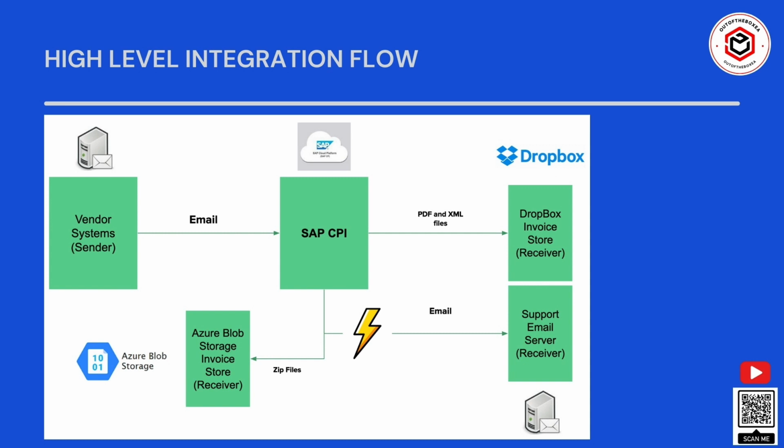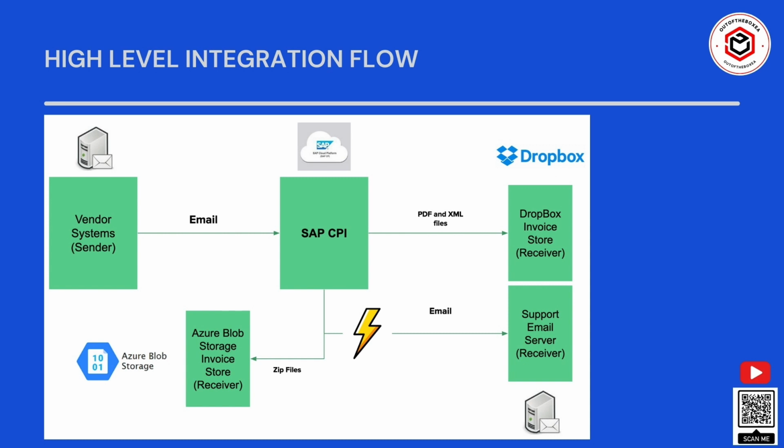Let's now talk about receiver systems. In this scenario, we have three receiver systems. One is DropBox, the other one is Azure Blob, and the third one is another email server. As stated in the requirement, if the email has PDF and XML as an attachment, then we have to send the files to DropBox. And if the attachment consists of zip file, the file should be stored in Azure Blob. And if there is no attachment in the email, we have to notify the support team by using an email. So the third system is a support email server, and we have one sender system and we have three receiver systems in this scenario.